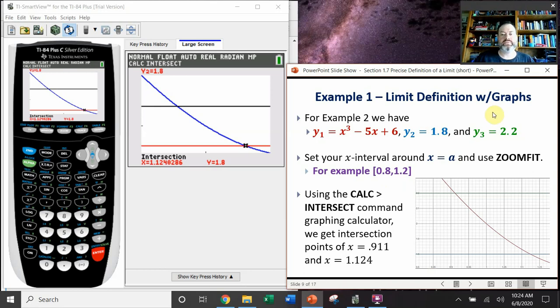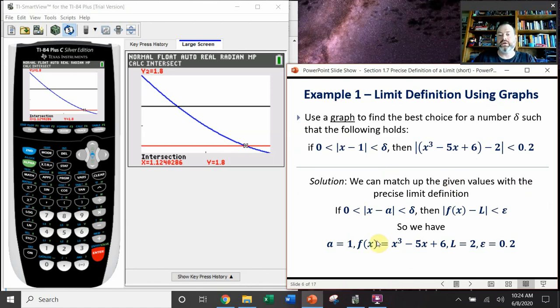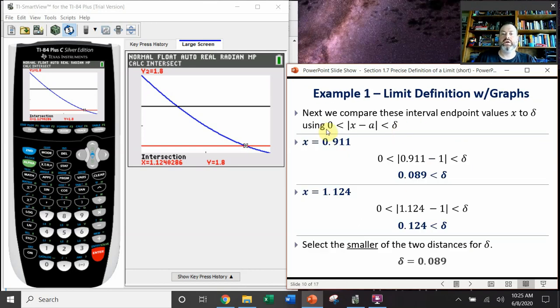Let's keep rolling. So are we done? We found the intersection points, but are we done with the problem? So let's go back and look at the beginning of the problem, right? The problem says that we need to find delta. We haven't found delta. So how do we find delta? Well, the way this works is we know that the absolute value of x minus a is delta. We know x, we know a, so it's easy to find delta.